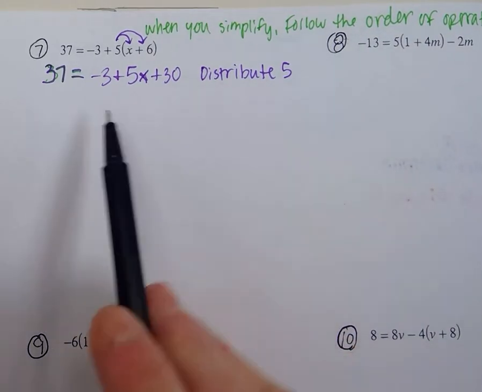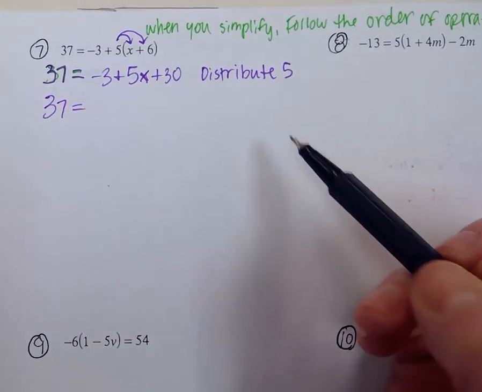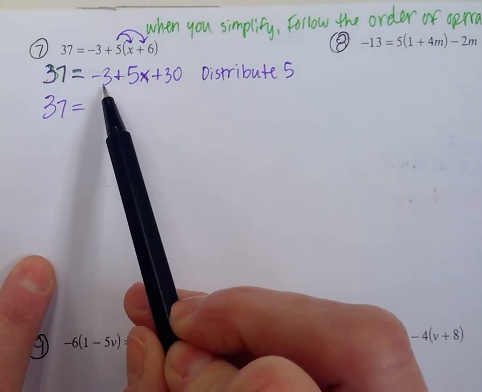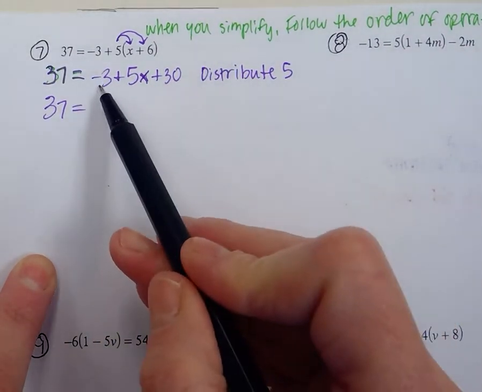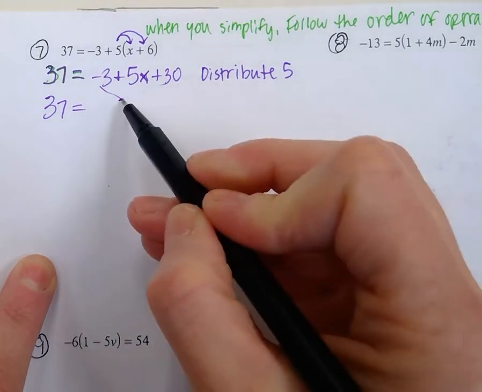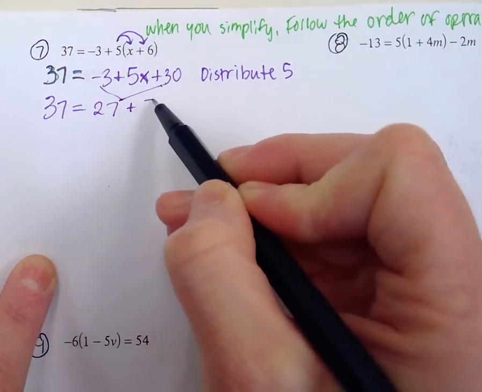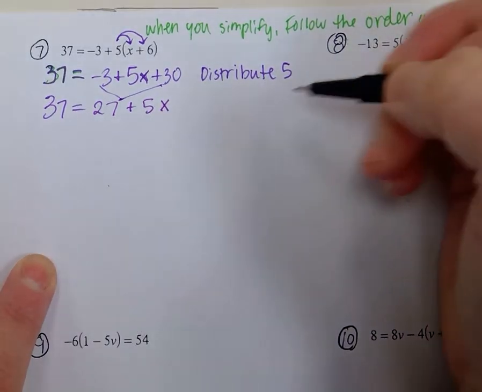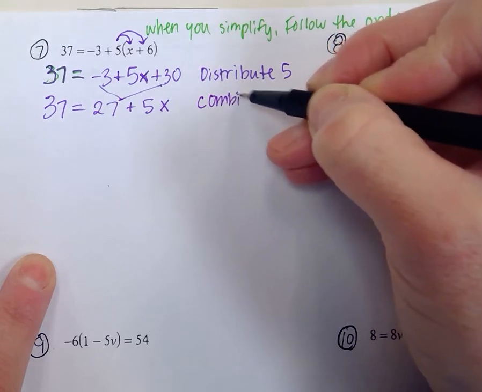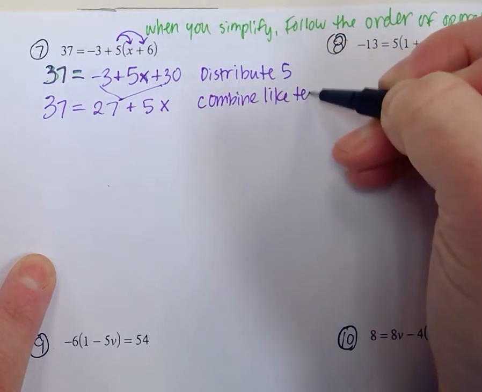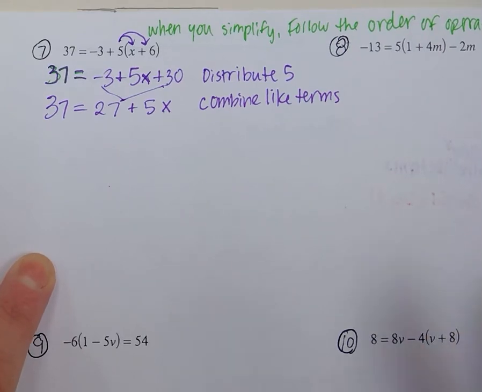Now that we've distributed the 5, this actually looks very similar to the problems we had on the front, where the left, one side still has nothing I can do, but if we look over on the right, I have a -3 and a 30. I have constants that I can combine. -3 plus 30 is 27. There are no x's, so there's nothing to combine with those 5 x's. But I can combine my constants.